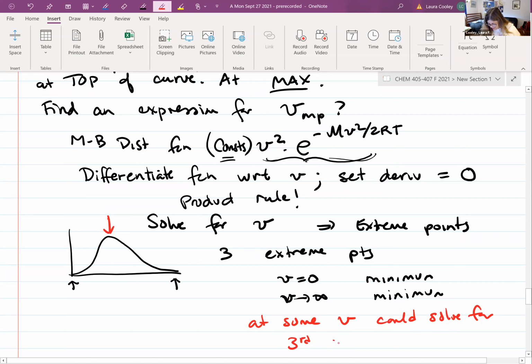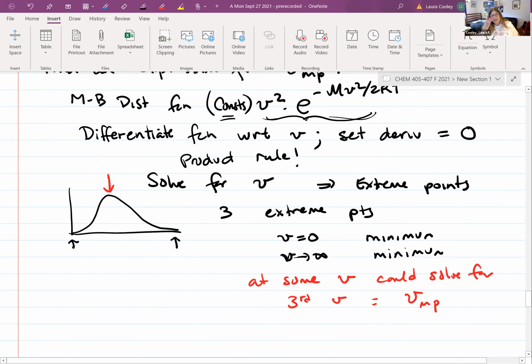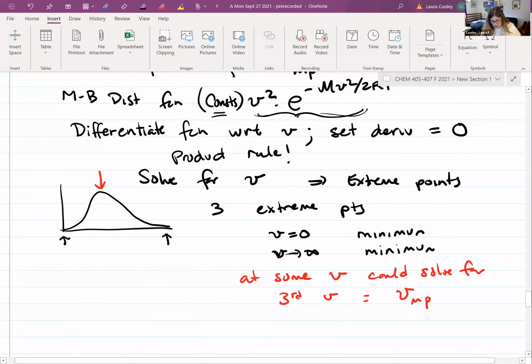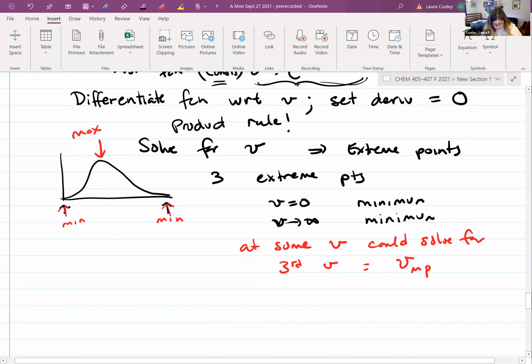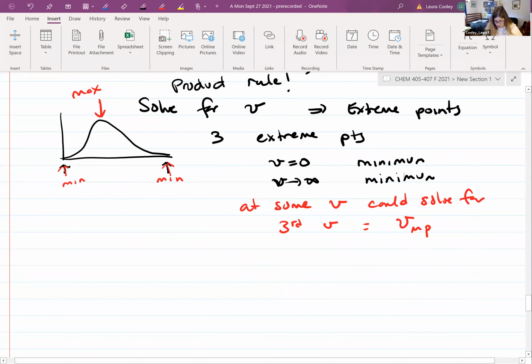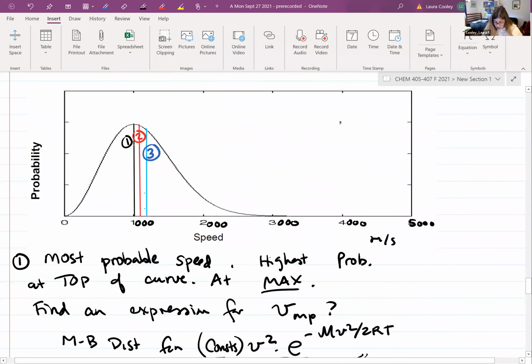And that third V would be the most probable. Okay, so one of them would be a maximum, which you wouldn't have to prove, but just by looking at the shape of the curve, you know that at 0 and infinity you have minima, and then you have one single maximum point. So that's how you could find an expression for that most probable speed. So that's the first one of these lines.